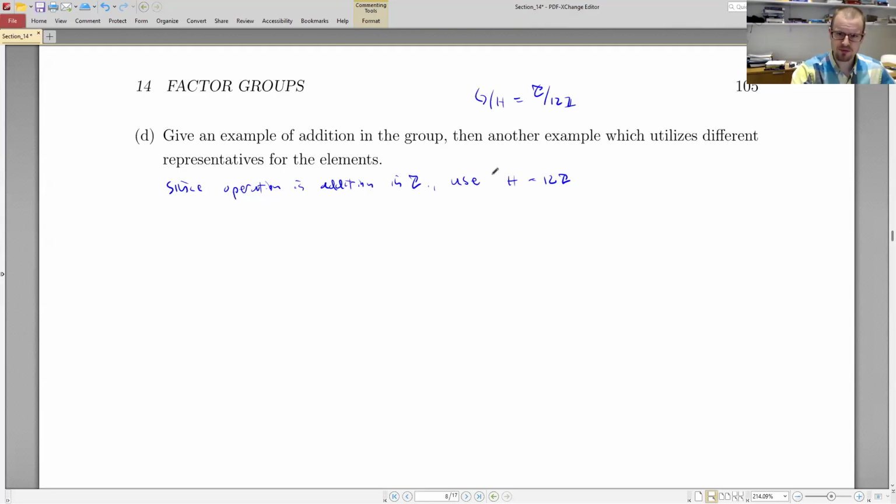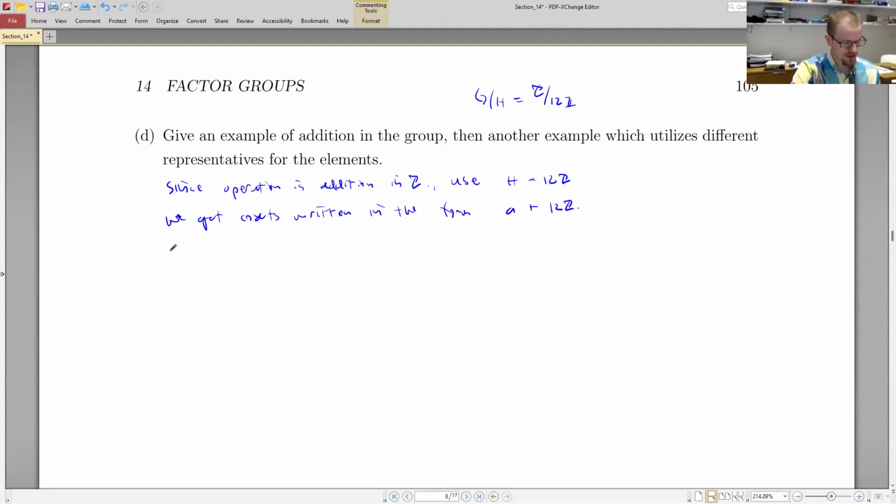So since it's addition and we're using H is this, we get cosets written in the form a plus 12Z. Multiplication is not the operation here, addition is, and so we're using addition as that operation because that's our operation. No surprise there.